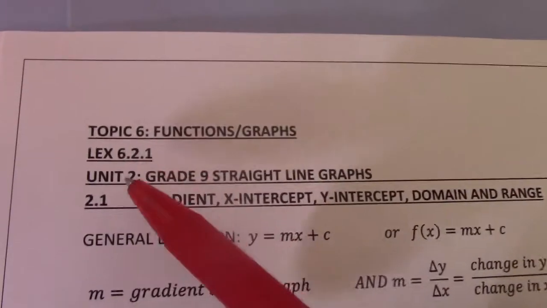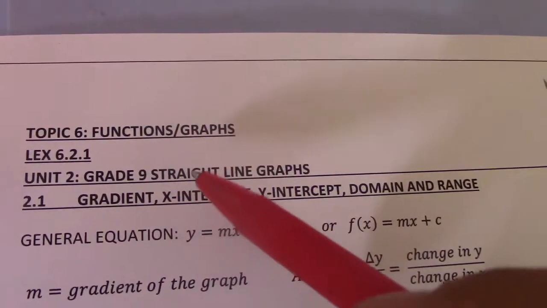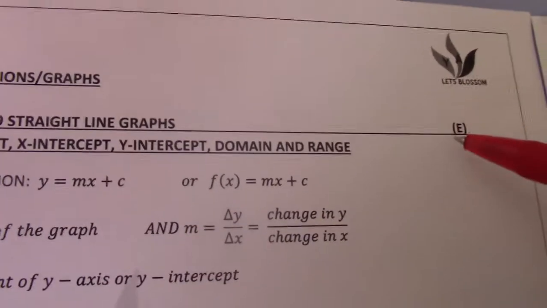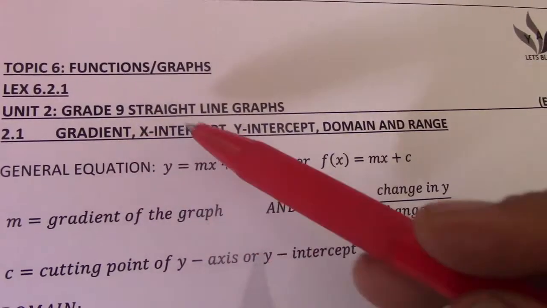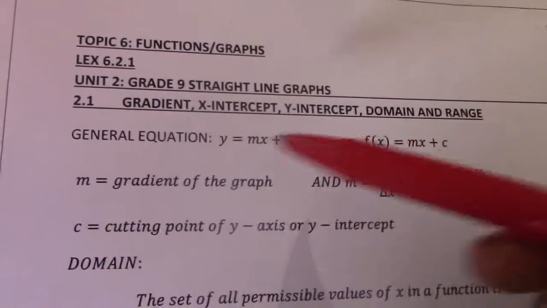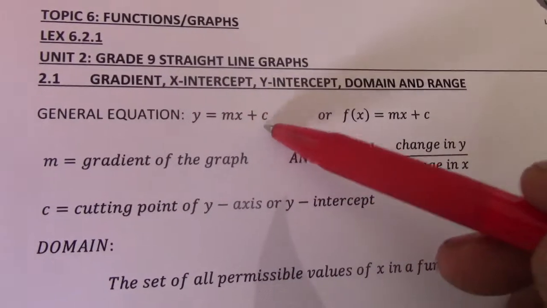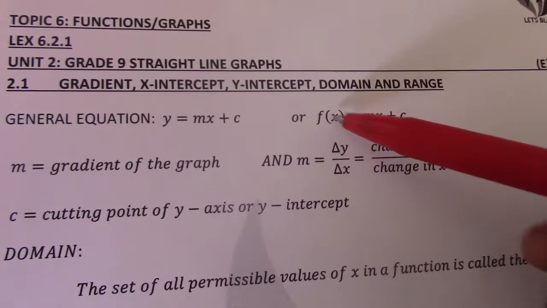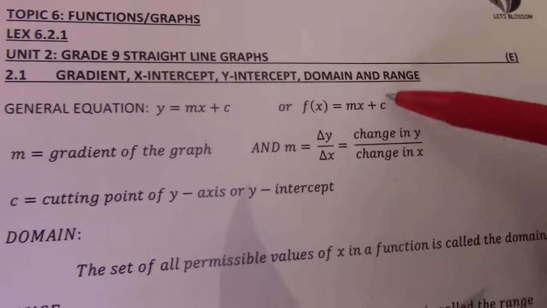Now we're looking at learning exercise 6.21. In this unit, we're going back to where it started, straight line graphs, which we've done in grade 8 and 9. We were specifically looking at gradient, x-intercept, y-intercept, domain, and range. Now, the general equation for a straight line is y equals mx plus c. In function notation, we say f of x equals mx plus c.